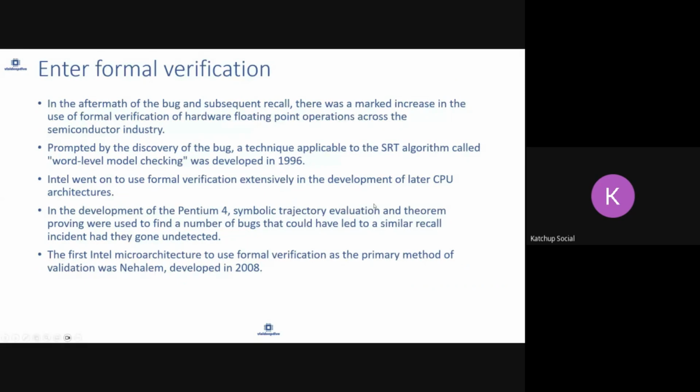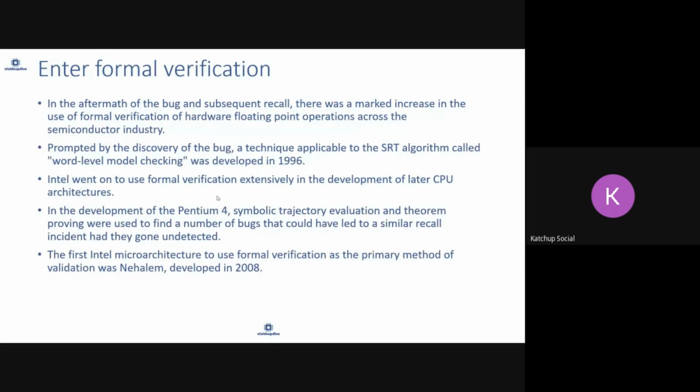After this, Intel decided to see how they could improve the verification coverage, because the cost of incomplete coverage was really high. They thought, let us see how we can increase our coverage and solve this particular problem. In the aftermath of this bug, and of course they had to recall a certain set of chips, there was increased usage of formal verification, at least for floating point hardware operations and across the semiconductor industry. And it led to improvements in tools, technology and methodologies.